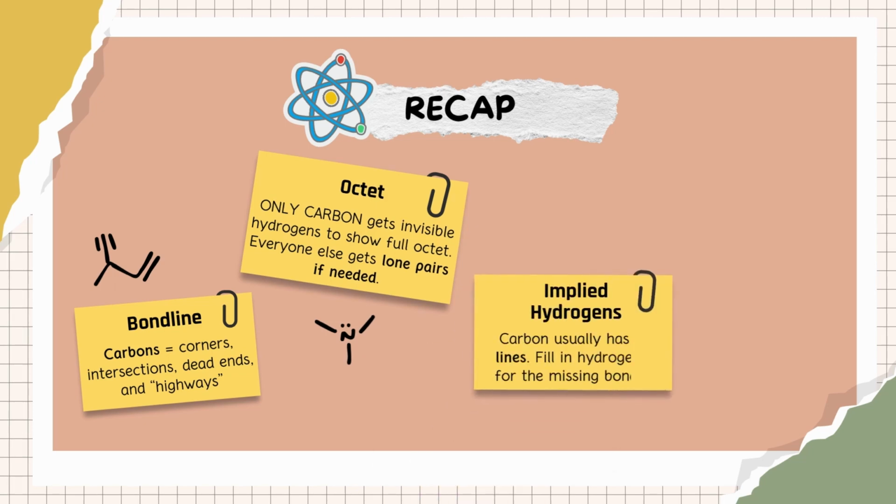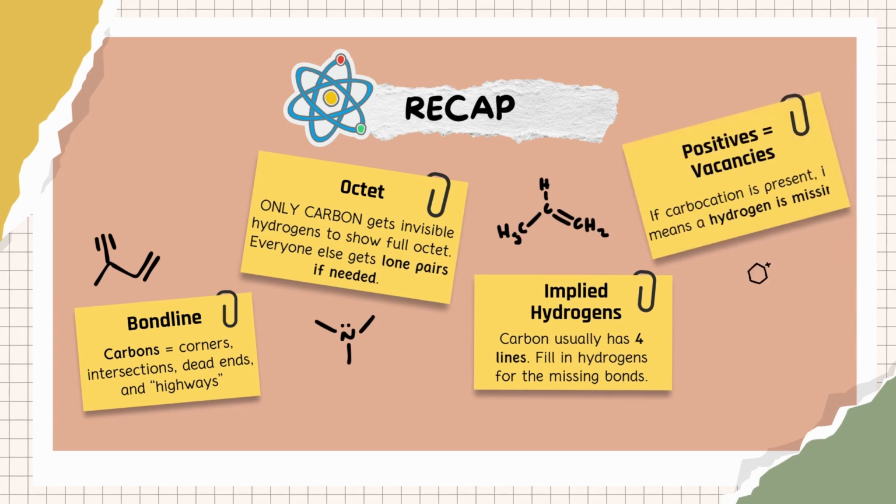So to know how many of those implied hydrogens to add, remember that carbon usually just has 4 lines connected to it in bond line, so you can fill in any missing bonds with a hydrogen. However, remember to view a positive charge on carbon as a vacancy sign. That just means 1 hydrogen isn't home right now.